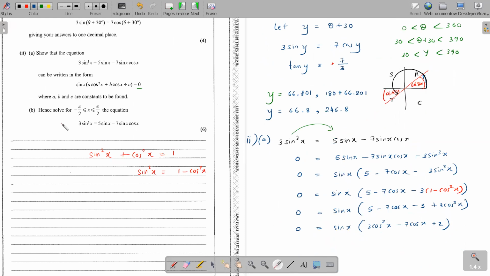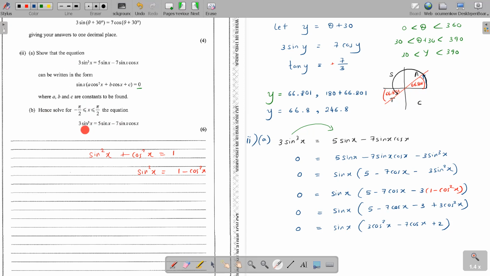The next one, hence solve for x between minus pi over 2 and plus pi over 2. So x between -90 and +90. When you see the range itself, it tells you that your answer must be in radians. The range tells you which mode you need to keep your answers in. So here, keep your answers in radians. Hence means you'll have to use the help of the earlier parts.